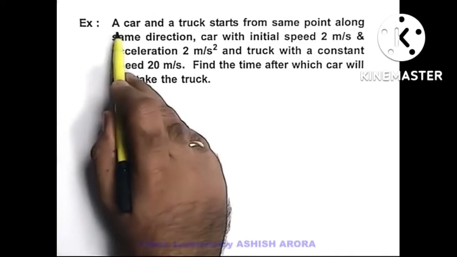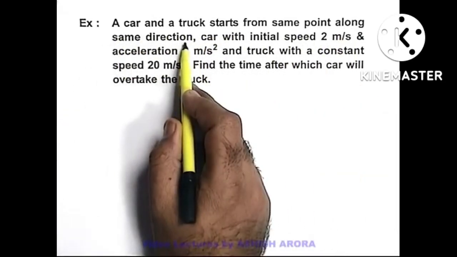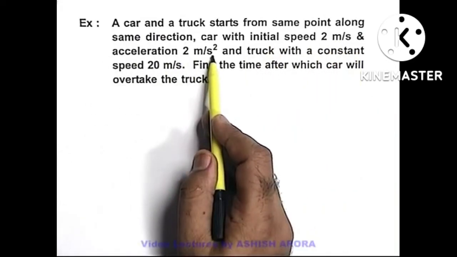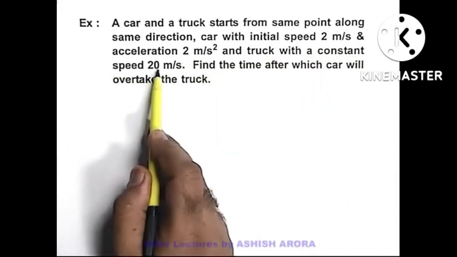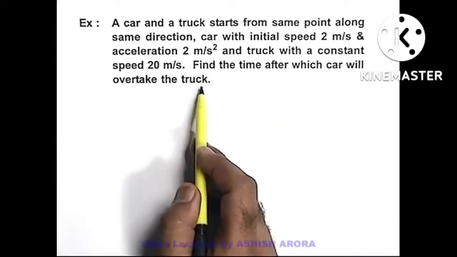In this example, we are given that a car and a truck start from the same point along the same direction. A car with an initial speed of 2 meters per second and acceleration 2 meters per second square, and a truck with a constant speed of 20 meters per second. We are required to find the time after which the car will overtake the truck.